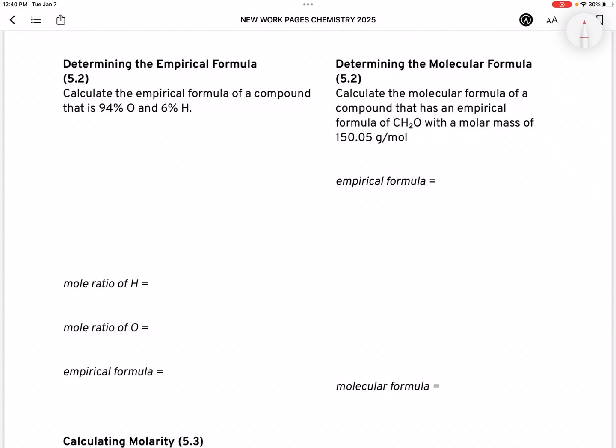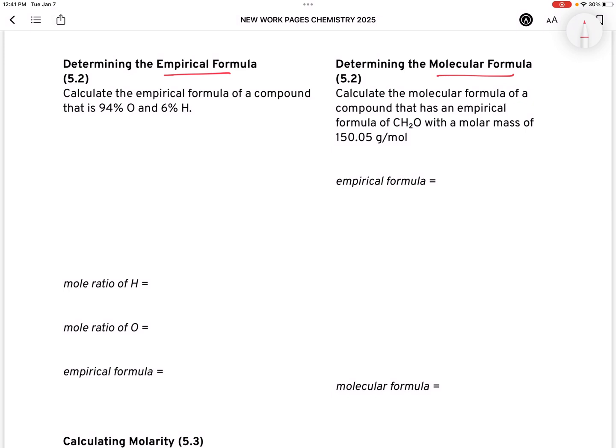I'm your teacher, Mr. Flynn, and today we're going to be focusing on how to determine the empirical formula and molecular formula of compounds that we're working with, okay? Now, in this first example with empirical formulas on the left, we need to calculate the empirical formula of a compound that is 94% oxygen and 6% hydrogen. So basically, we want to come up with a formula for us to work with.